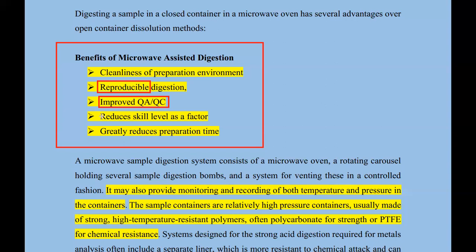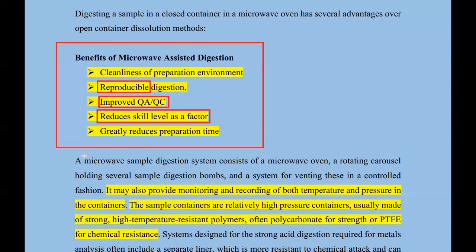Then the other one is that it reduces the skill level as a factor. What does it mean? In these other non-automatic processes, you need the skill to do that duty. Here, the machine does the work: just load it, set the temperature and the conditions, and everything is done by the machine. So it reduces the skill level as a factor.